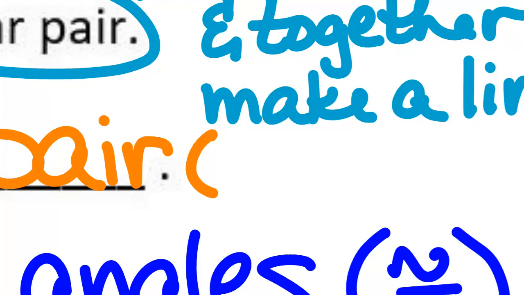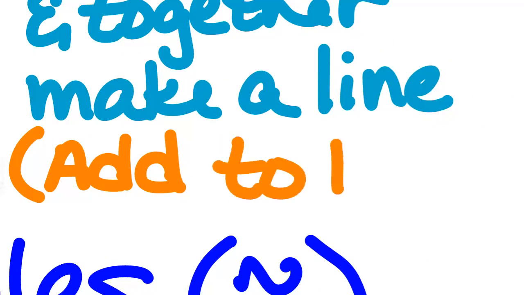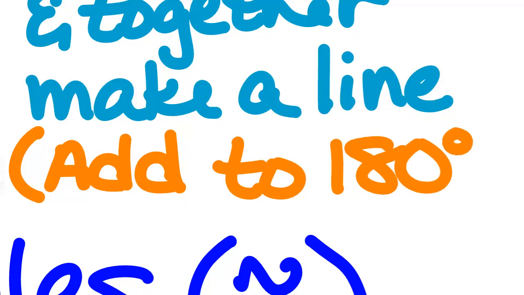Yep. Linear pair angles together make a line. When we put things together in math, what operation are we using? Add, subtract, multiply, or divide? Addition. So together, when I add them, it equals up to what? 180. Linear pair angles add to 180.